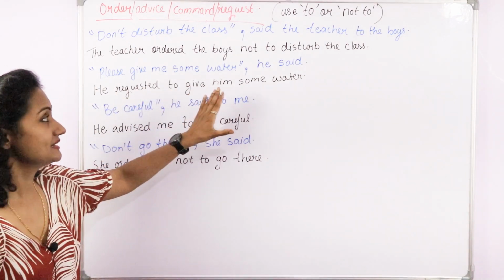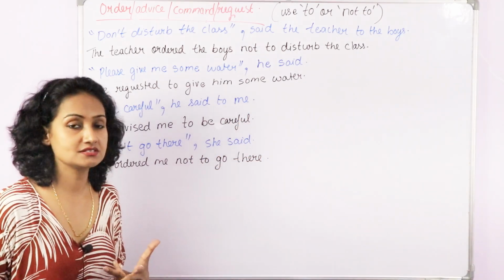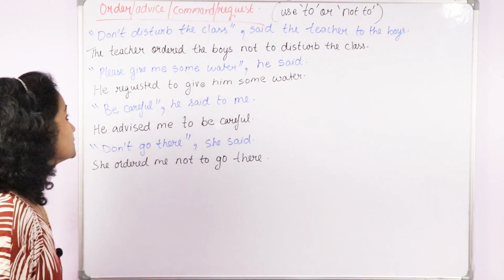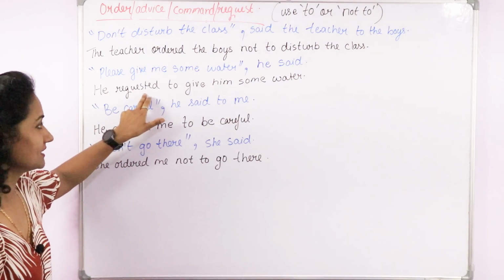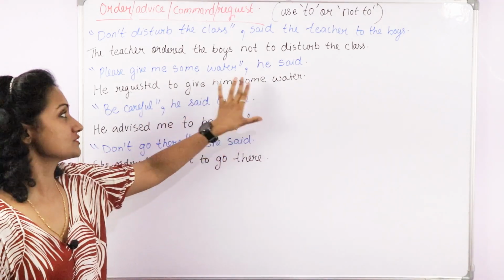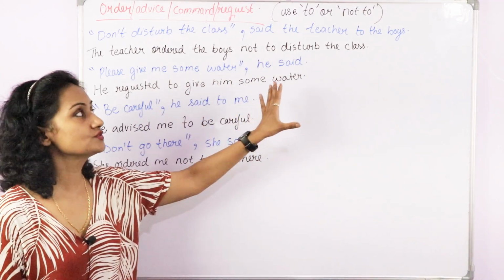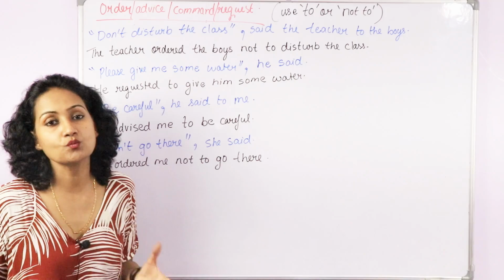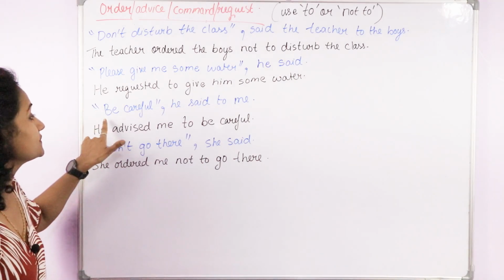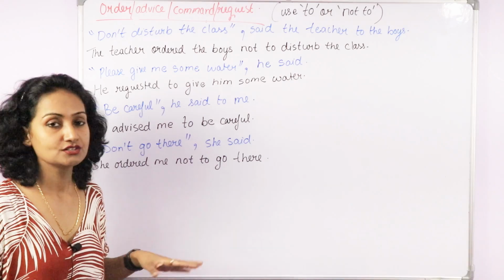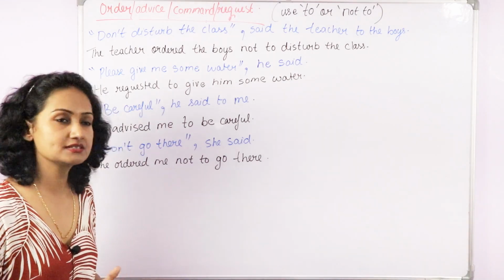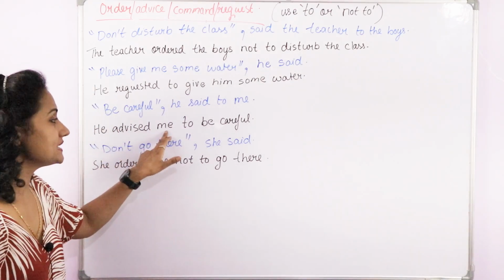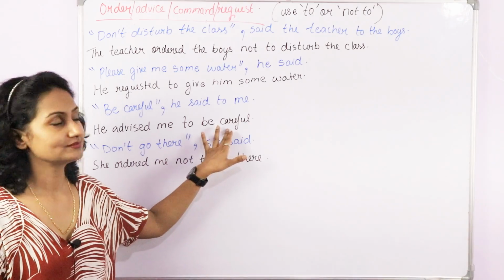Please give me some water, he said. So what do you think? Is it an order or a command or a request or an advice? It's a request. So he requested to give him some water. So it's not a negative sentence, so we are not going to use not to, we will use to. He requested to give him some water. Next is be careful, he said to me. So it is a kind of advice, be careful. It's getting dark, so be careful. He advised me to be careful.